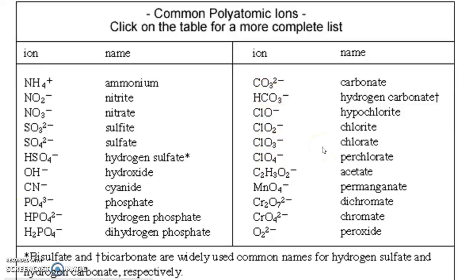You might see compounds that are NO2, but it's not going to have NO2 with a 1- charge on it. These are just some of the main ones: hydrogen phosphate, dihydrogen phosphate, carbonate, hydrogen carbonate, hypochlorite, chlorite, chlorate, perchlorate, acetate, permanganate, dichromate, chromate, peroxide. Like I said, I will give you a chart very similar to this. You'll notice on here there's actually only one that's positive. There's another one that's positive, the hydronium ion, which is H3O with 1+ charge, and that'll be on the chart that I give you.